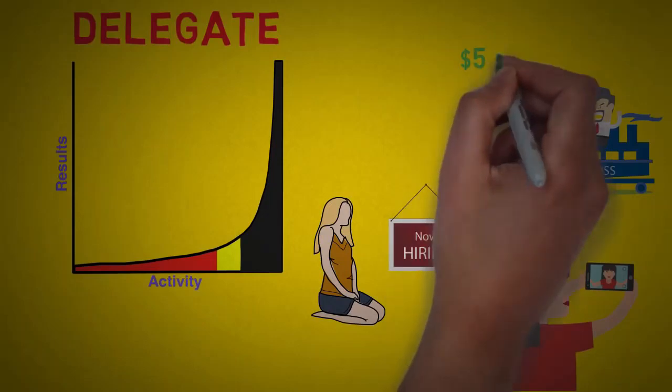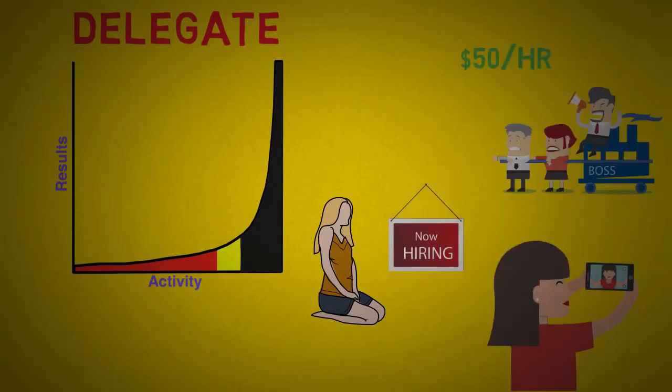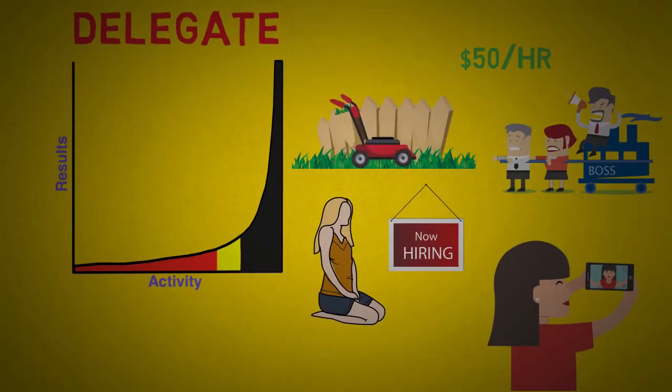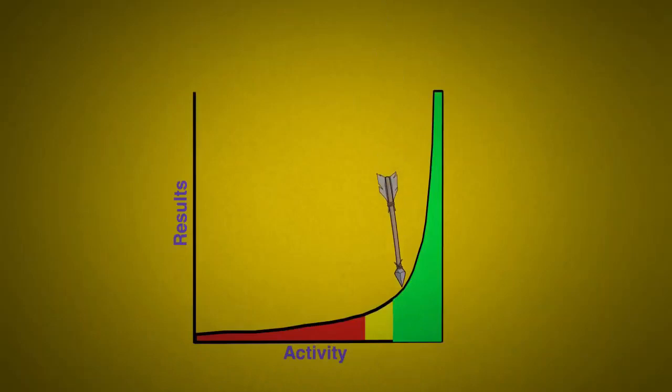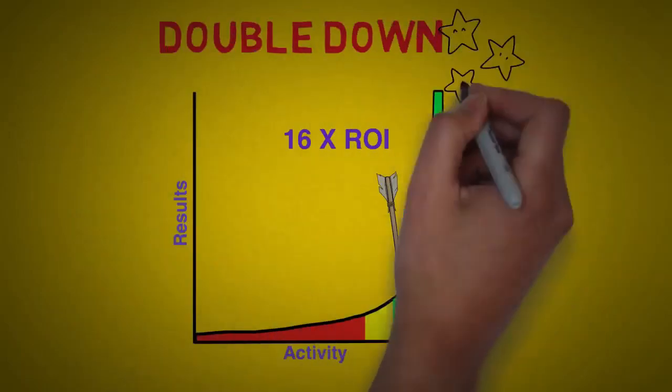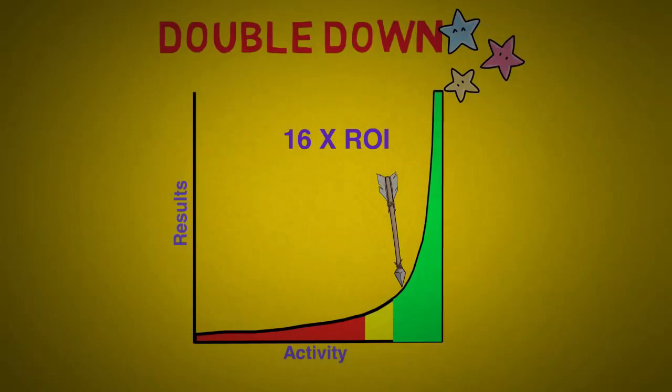For example, if you make $50 an hour and it takes you an hour to mow the lawn, then consider hiring someone to do it for $20 while you go to work. Because you should really aim to only be doing activities in your 20%, where you get a 16 times ROI. The third D is to double down. Now this is where the magic is that only a handful of people are aware of. Doing this will give you a whopping 256 times ROI.